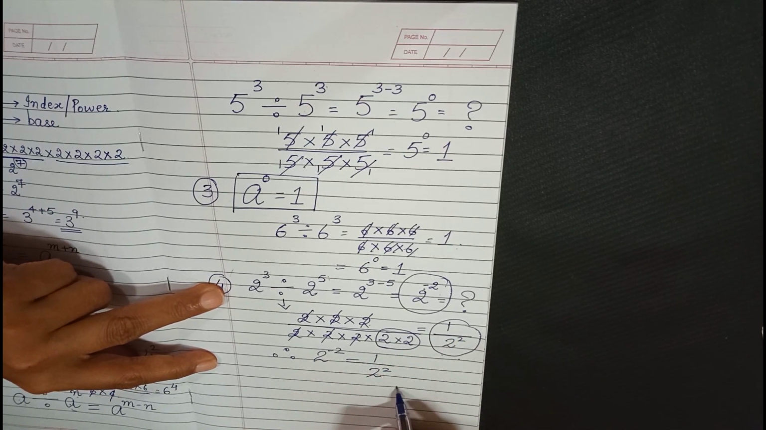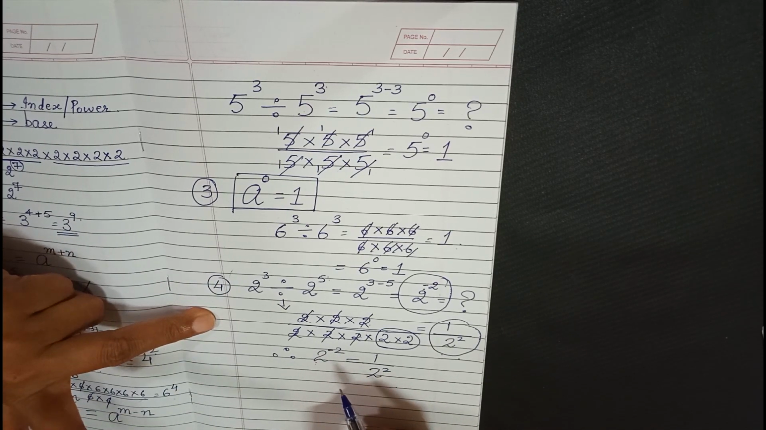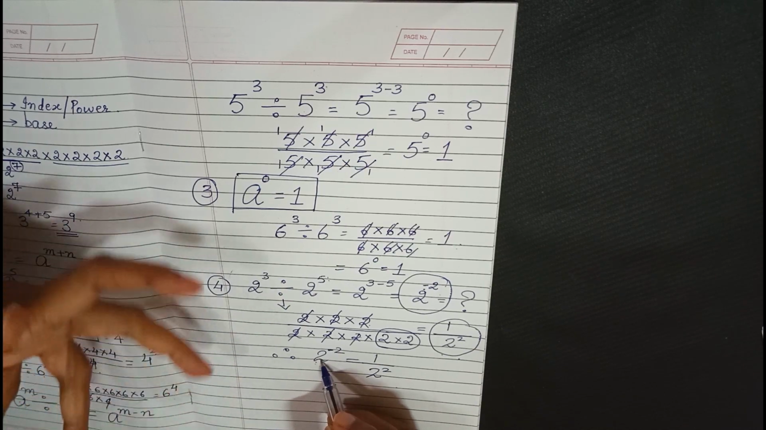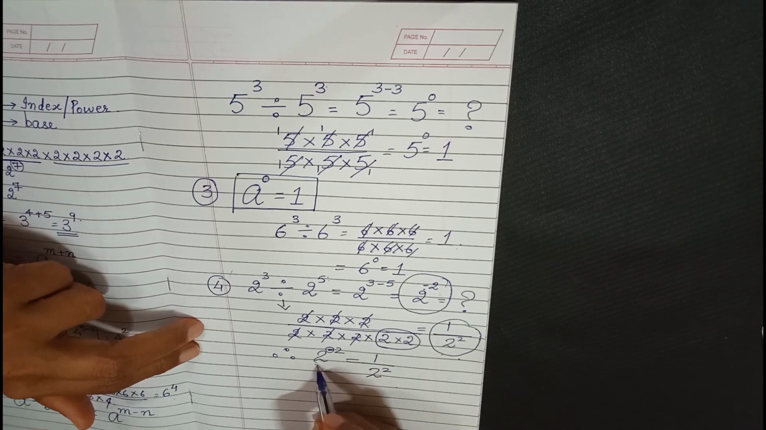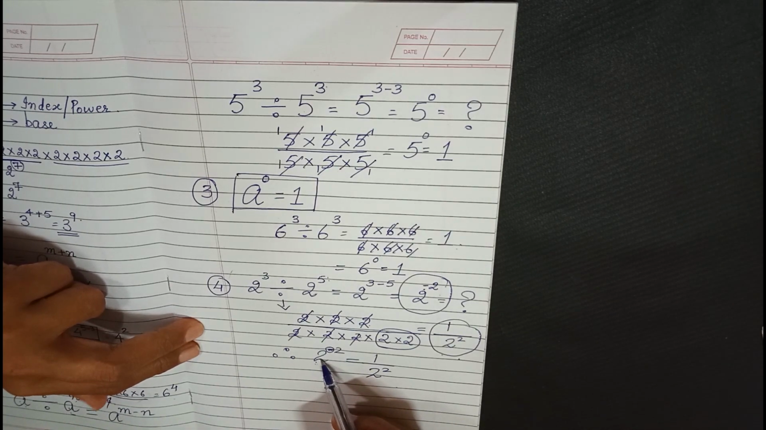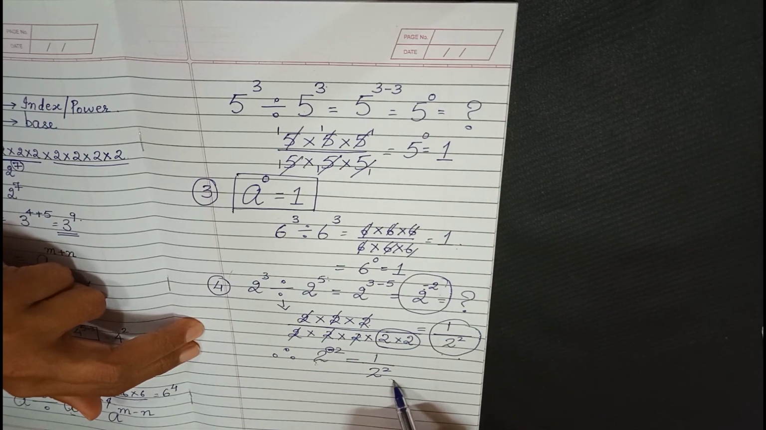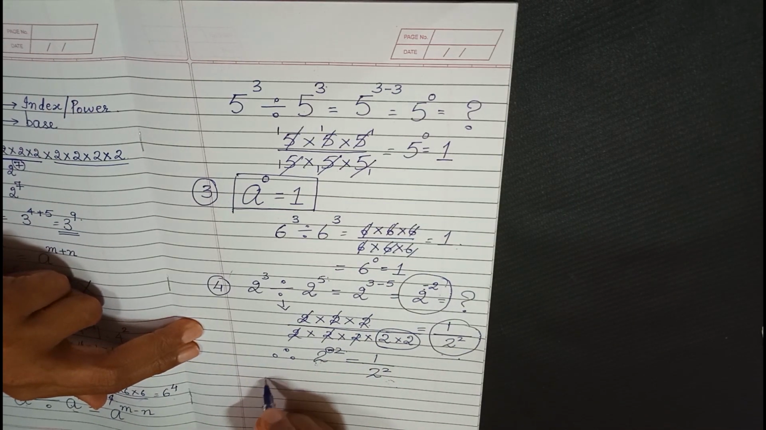So what does this indicate? 2 raised to minus 2 means what? I have to multiply 2 minus 2 times. You cannot multiply a number negative times, right? So this minus sign just indicates the position of the 2. If this minus sign is there in the numerator, it shows that this number is not present in the numerator but present in the denominator, right? 2 raised to minus 2 means that 2 raised to 2 is present in the denominator and not in the numerator, right? Let's take one more example.